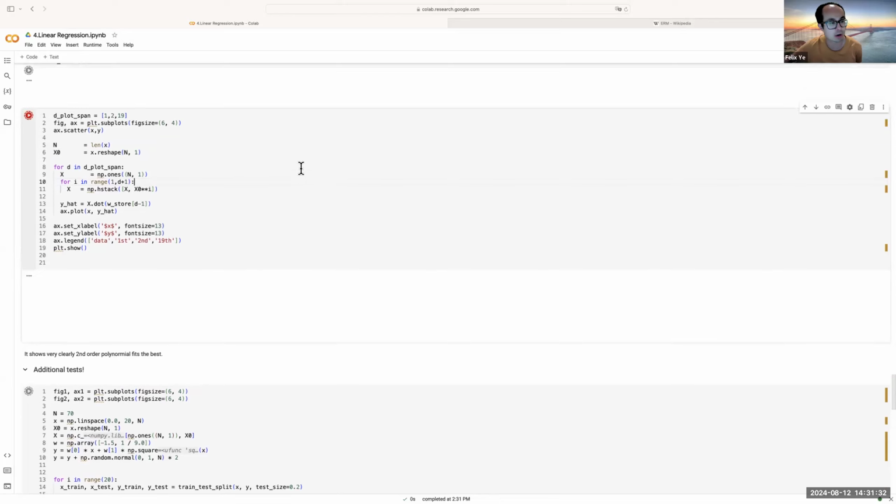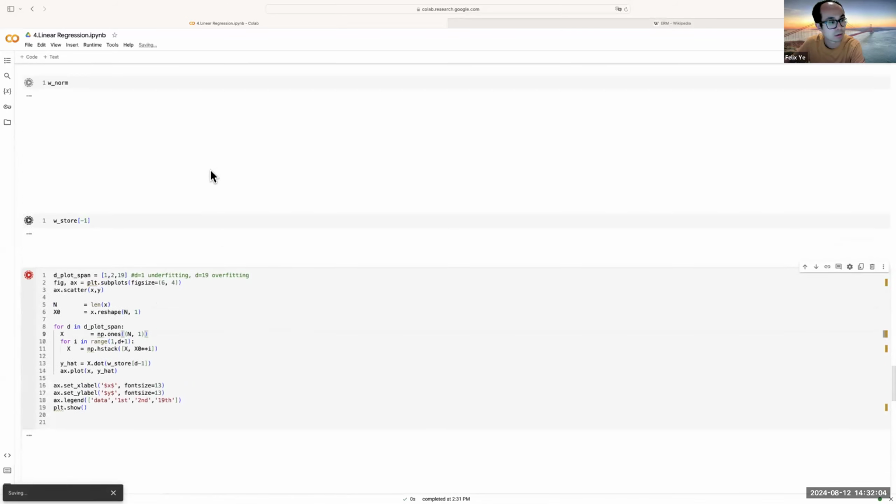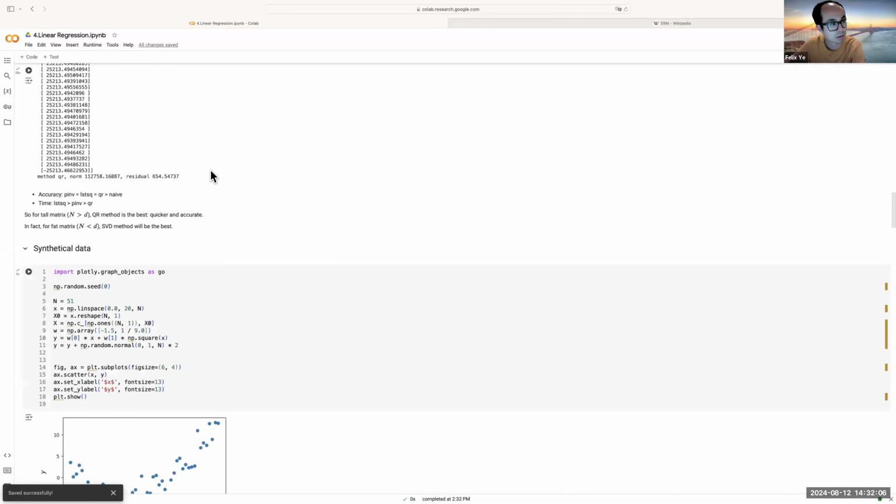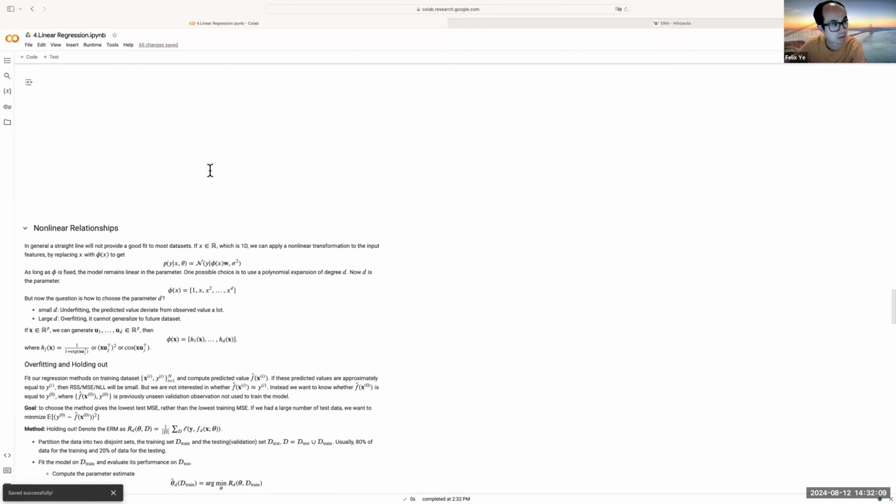So this is to try the three possible cases, which are D equal to 1, D equal to 2, and D equal to 19. And we know when D equal to 1, which is a straight line, it's underfitting. So D equal to 1 is underfitting, and D equal to 19 is overfitting. I don't know why this takes so long. Didn't take that long.